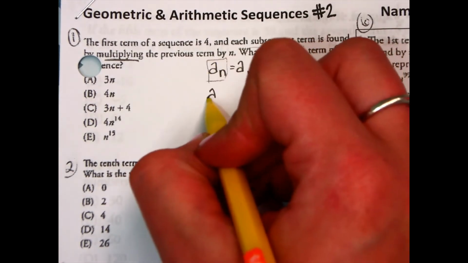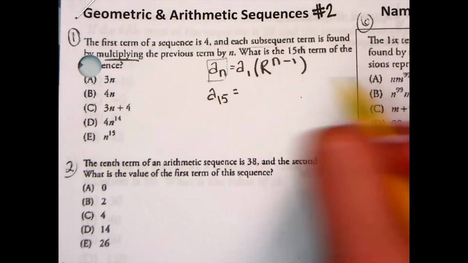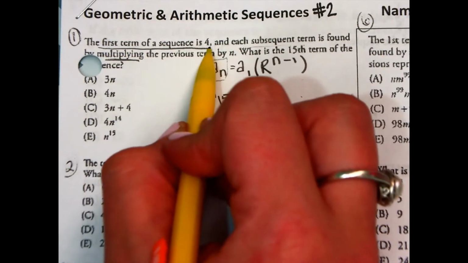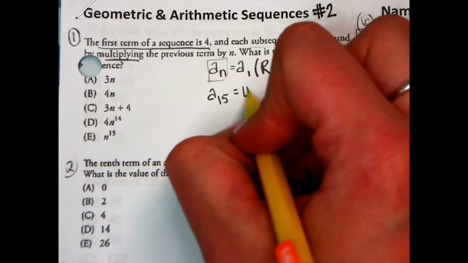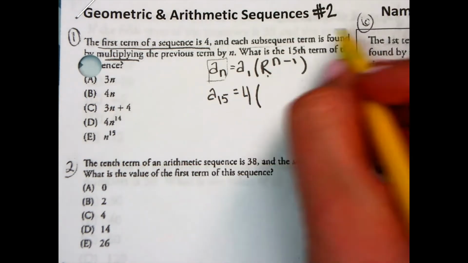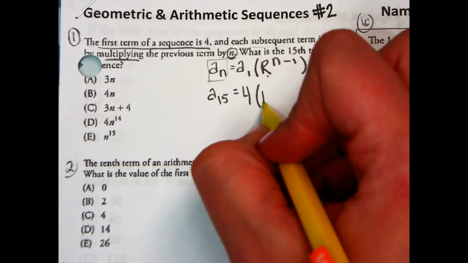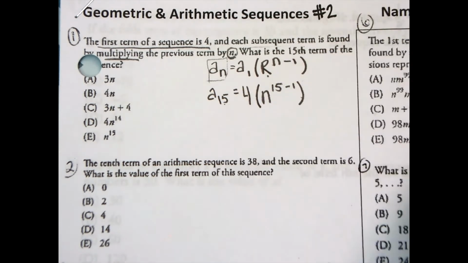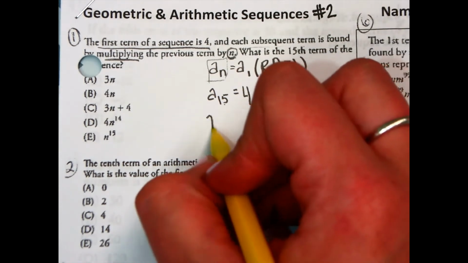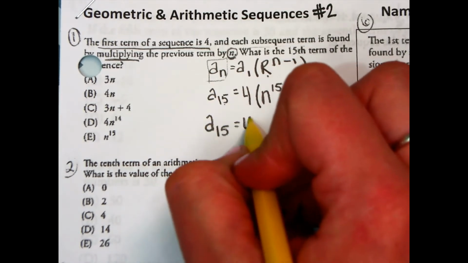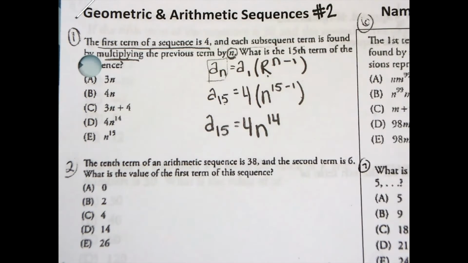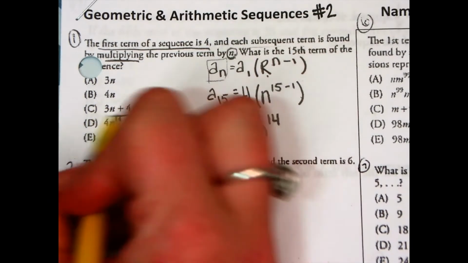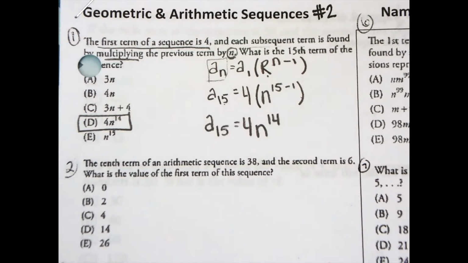So we are trying to find the 15th term. It tells you that the first term is 4. Our ratio, how we get from one term to the next, is multiply by n. And we are working with 15 terms. So in this problem, I've got a sub 15 equals 4 times n to the 14, which is option D. You actually don't have to solve this problem because you're not going to get a number answer, because all of your answer choices have the letter n in them.